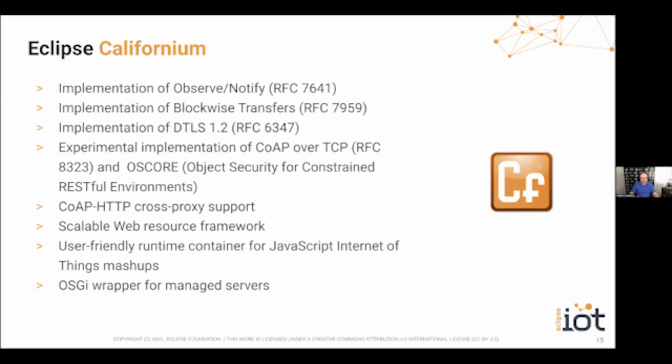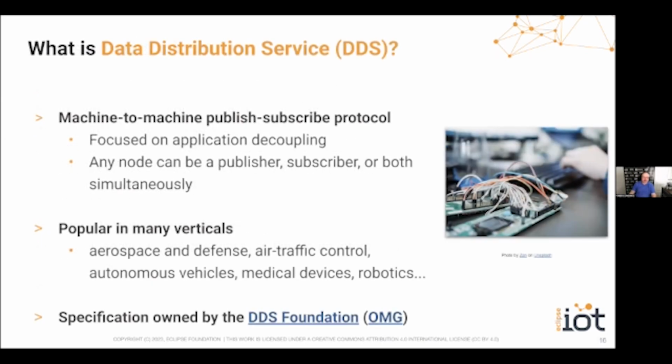CoAP. Next comes DDS. So DDS is a completely different beast. CoAP is request response and asynchronous. In the case of DDS, it's a publish subscribe protocol that supports peer-to-peer connection between the nodes. So there's no concept of server or resource or broker. This is a bunch of nodes communicating on a network. And any node in a DDS infrastructure can be a publisher, subscriber, or both simultaneously.